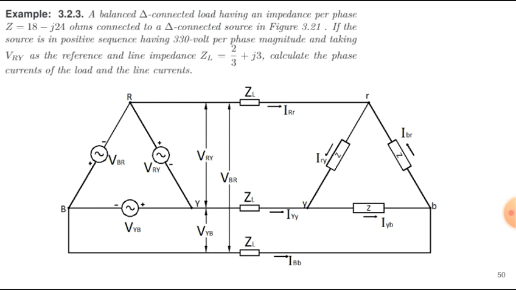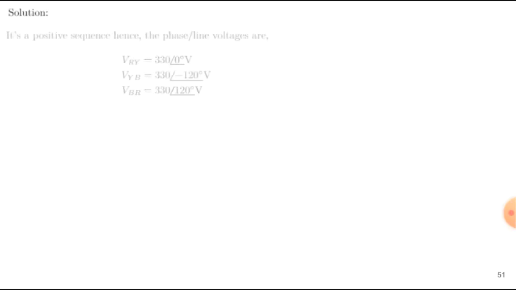A balanced delta connected load having an impedance per phase value equal to 18 minus j24 ohms is connected to a delta connected source. If the source is positive sequence, which is RYB, having 330 volts per phase magnitude, taking VRY as the reference and line impedance equal to this one, calculate the phase currents of the load and the line currents. So first, it's a positive sequence, so RYB, and we take VRY as our reference.